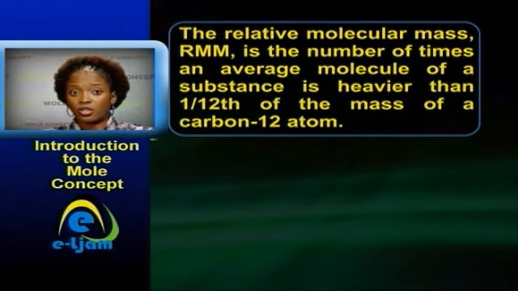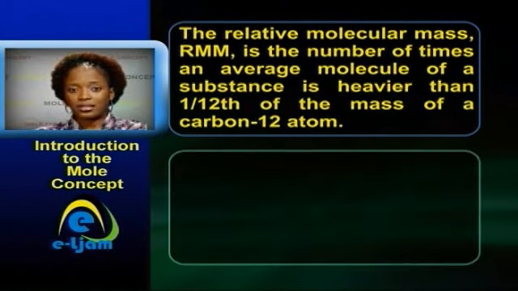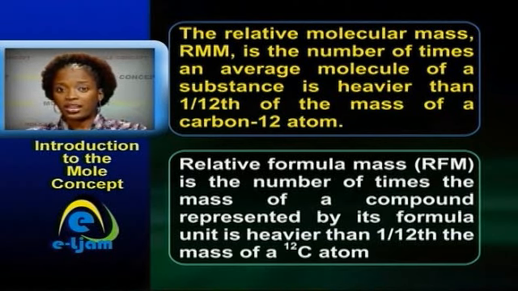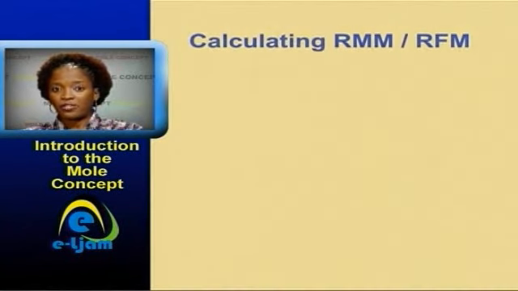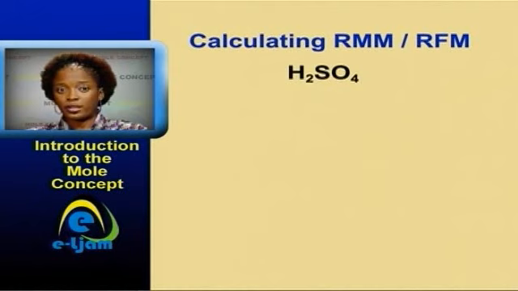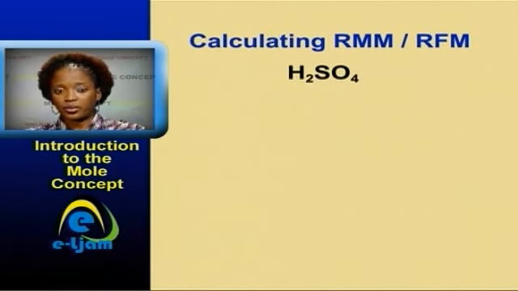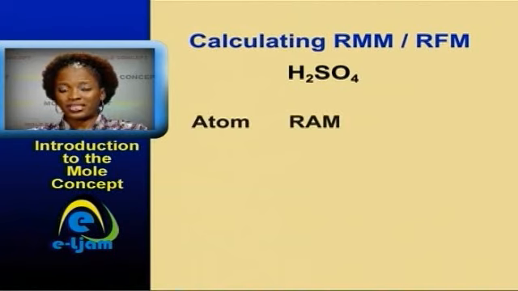The more general term of relative formula mass is used so as not to limit the concept to molecular compounds only. Relative formula mass is defined as the number of times the mass of a compound represented by its formula unit is heavier than 1/12 the mass of a carbon-12 atom. The following steps may be observed when determining the relative molecular mass or relative formula mass of a compound. 1. Identify the atoms or ions present.